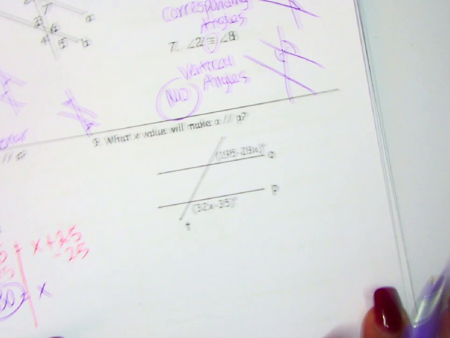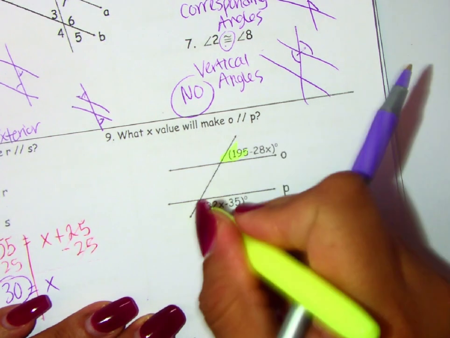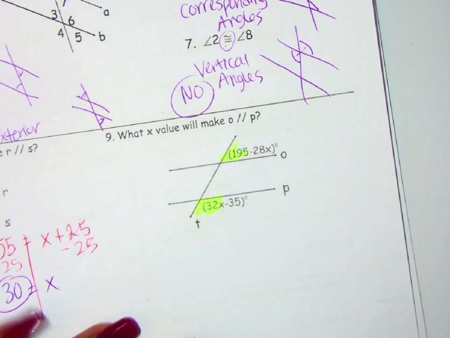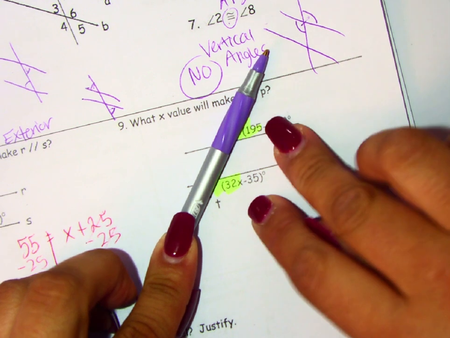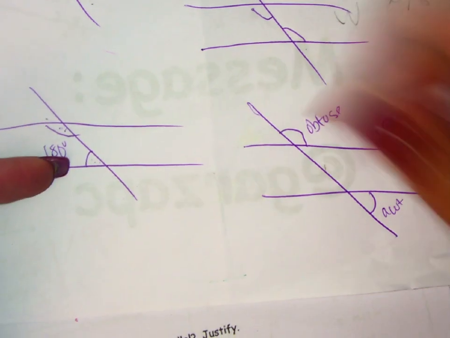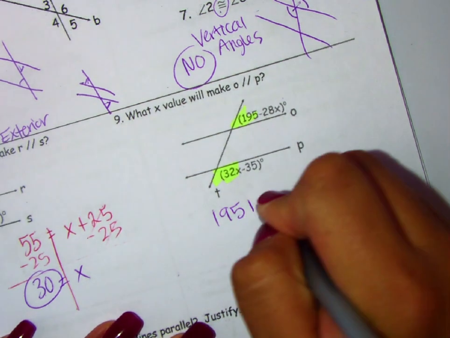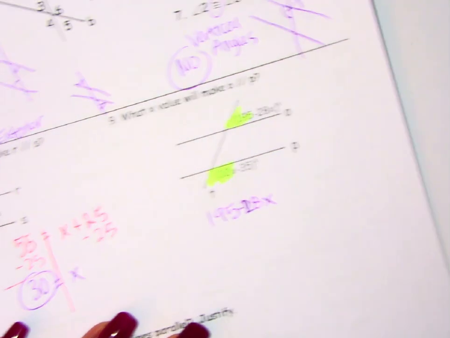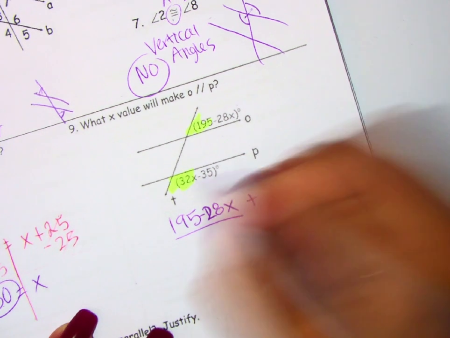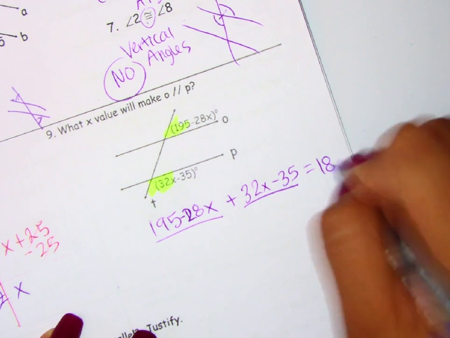All right, on this one, we have an outside angle and another outside angle, and they are consecutive. They are on the same side, so we talked about the same side of the transversal always adding up to 180. Here's the preview again. Same side inside or same side outside, they always add up to 180. So here you're going to have 195, I believe that's a minus 28. So that angle plus this other angle, 32x minus 35, and they equal 180.